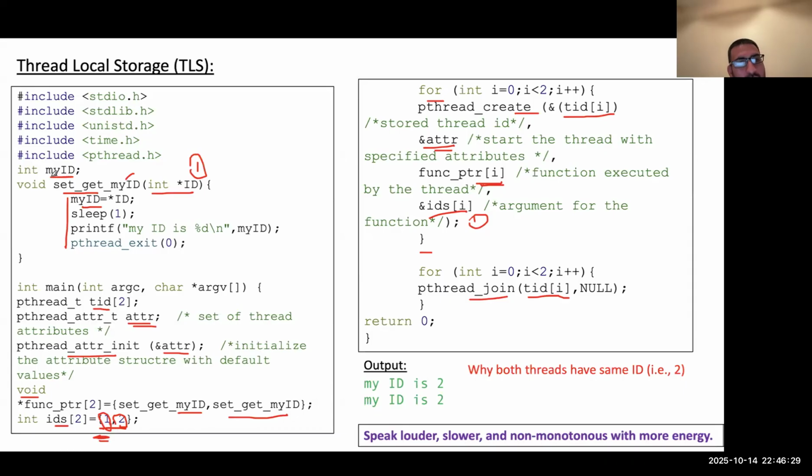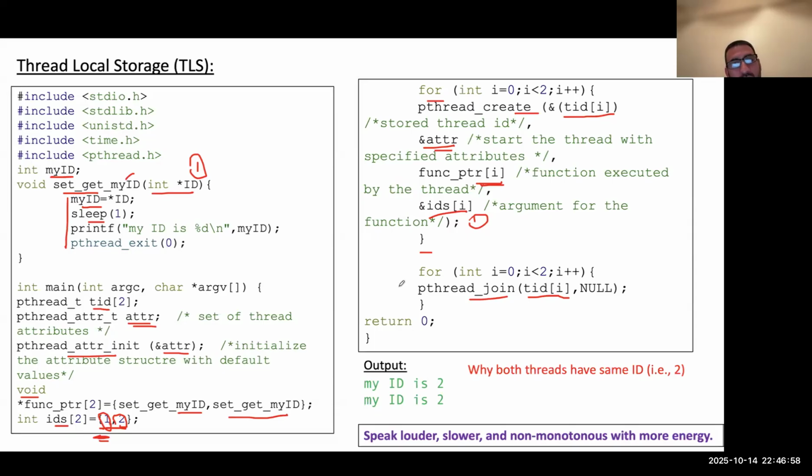What is my ID? My ID is a global variable, and then I'm going to sleep for one time unit, or 1 second, and then I print my ID. So if I was passed the address of the first element, I simply dereference it and my ID is set equal to that value, which is 1 in this case. Then I will print my ID is 1, and then the first thread will exit or terminate.